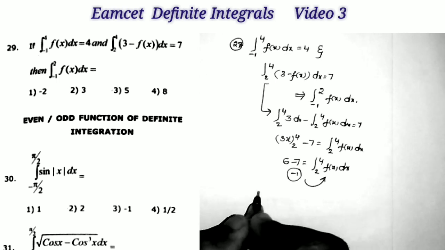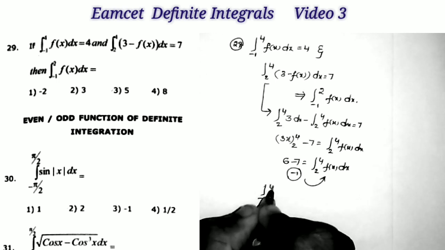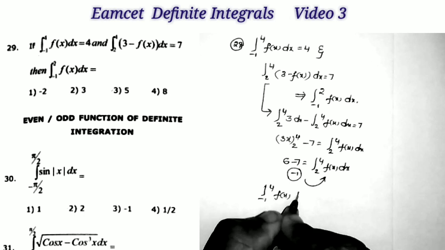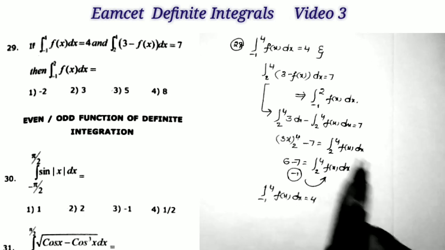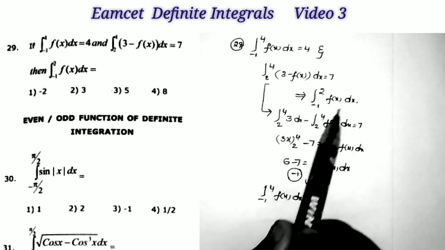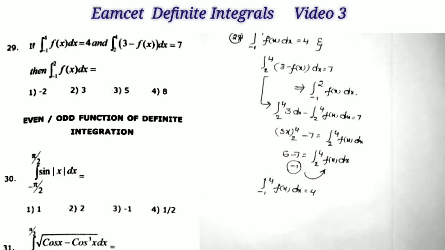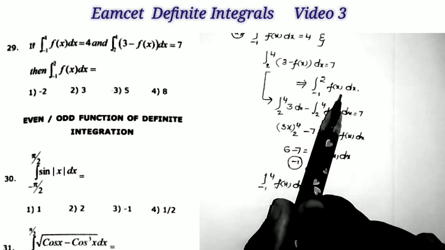Taking the first condition here. The first condition is integral minus 1 to 4 of f(x) dx is equal to 4. Now what is the given question? We want the value of integral minus 1 to 2 of f(x) dx. So minus 1 to 2 of f(x) dx is the value we want.